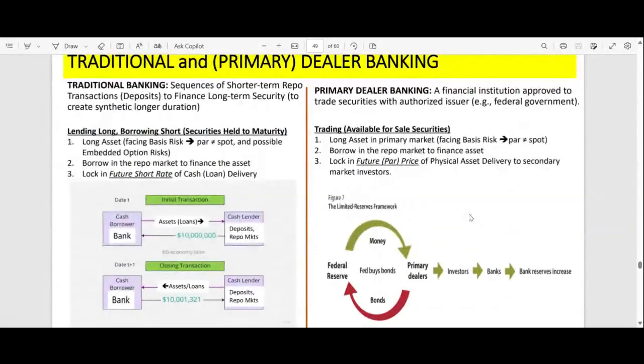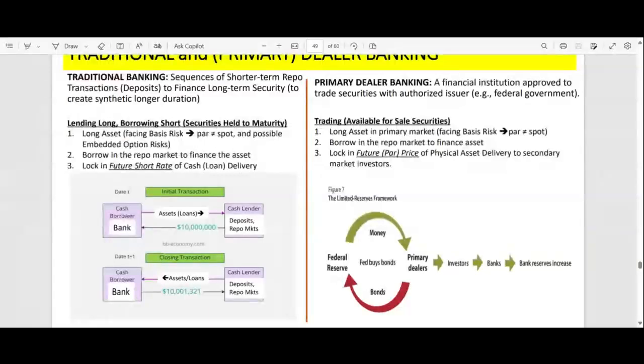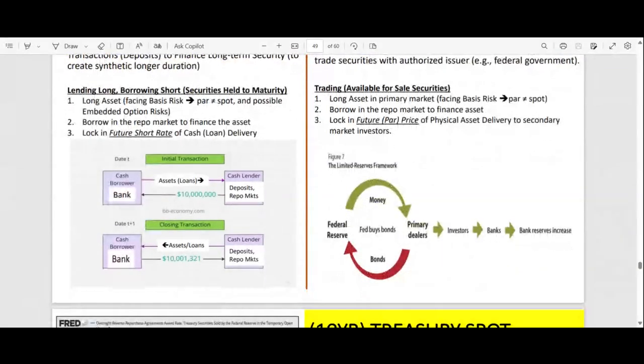So we've been talking a lot about traditional banking, where you have sequences of shorter term repo transactions, and that's used to fund long-term borrowing. And then we have to do a sequence to lock in the short rate, and that's a synthetic position. When a bank holds a loan, they have to worry that the interest rate they made the loan at is not going to be constant over time, so that the par isn't going to equal the spot rate. And then you have to worry about the embedded call and put option risks. You're going to borrow in the repo market to finance the asset, and then you're going to lock in the future rates. That's kind of a summary of what we've been talking about so far.